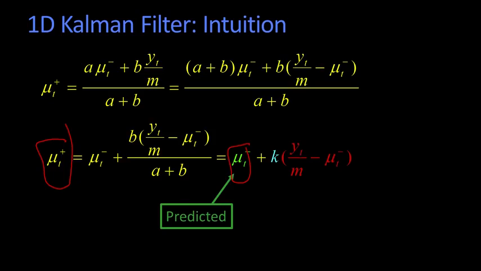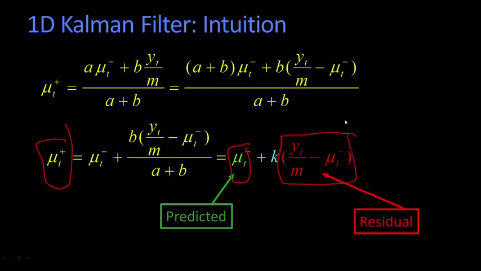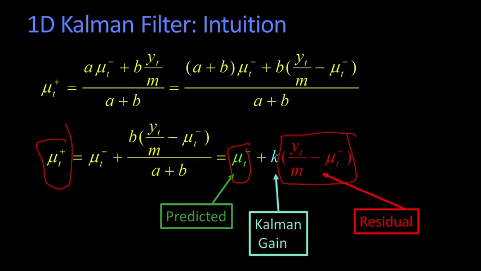And then we have to change that prediction a little bit. And that prediction is changed based upon two things. The first thing is based upon this difference here. What's that difference? That difference is the residual, right? Y divided by m, that's the measurement's guess of x. Mu t minus was your prediction. The difference between them is the residual. And I multiply that by some factor k. And that k is called the Kalman gain.